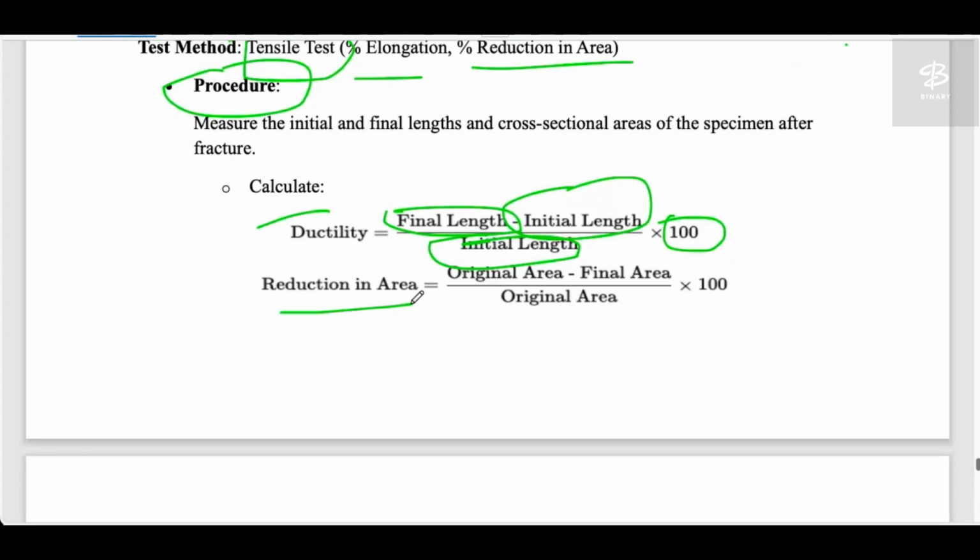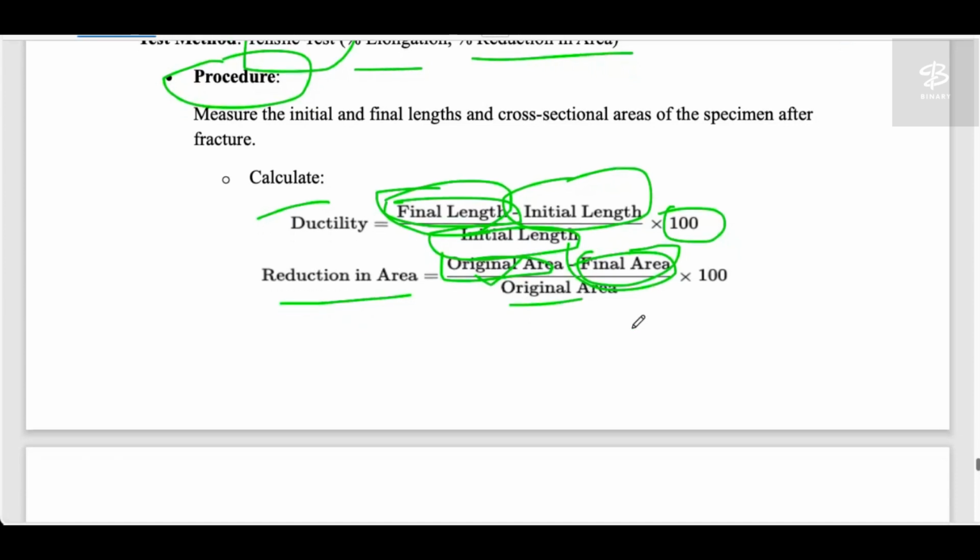If we talk about the reduction in area, you need to calculate the original area minus the final area, divided by the original area. Why are you taking the original first? Because you need to take the things in positive. You are just finding out the changes. In this case the final area is less, but in length the final length is greater, so you are keeping it that way. The word used here is change. Change means positive minus negative. So whatever the thing is bigger, you need to take it first, right? Original area, so you can calculate the reduction in area.